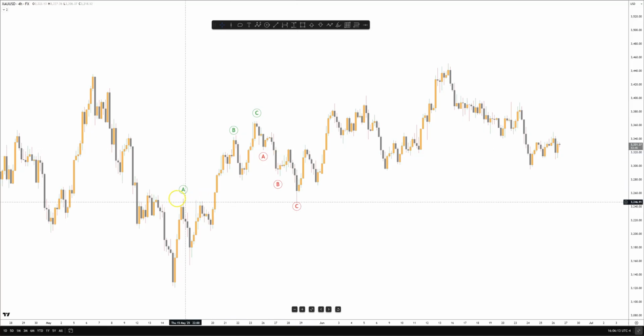And if you keep your rules simple, wave 1 and 2 can be in the last trend direction, but 3 must always reverse the market and be higher, or reverse the market and be lower.